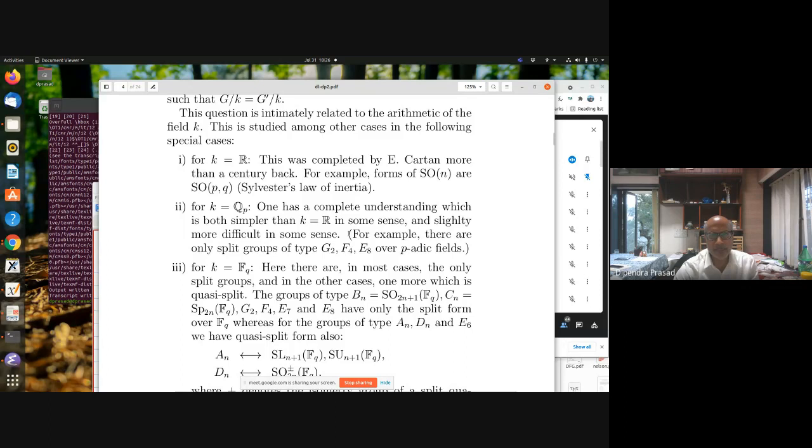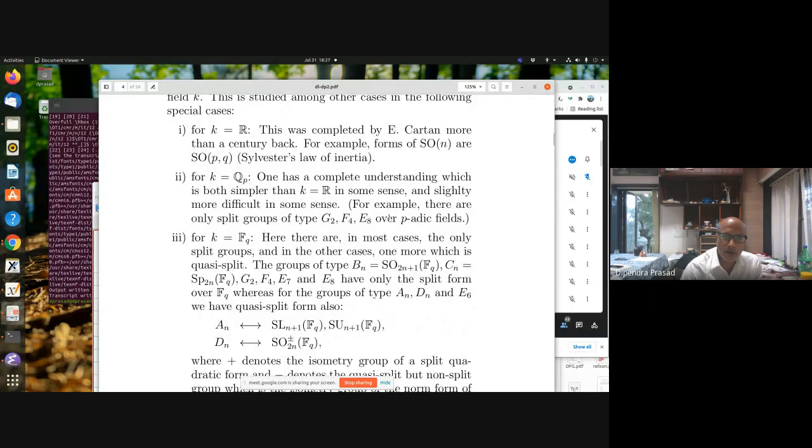In terms of simplicity, for example, if you look at the groups of type G2, F4, and E8 over a p-adic field, there is no other group besides the split group. The split group is the only one, and there is no other isomorphism problem, whereas over the reals, these groups are more complicated. There are many forms, and you have to keep track of them. So real numbers are a bit harder.